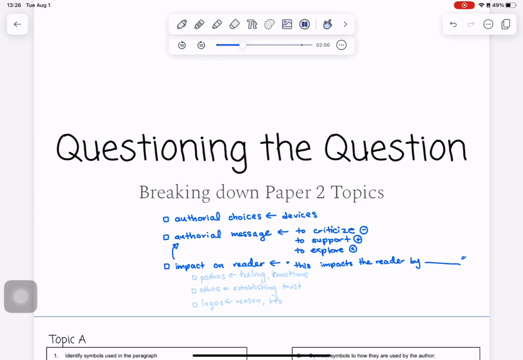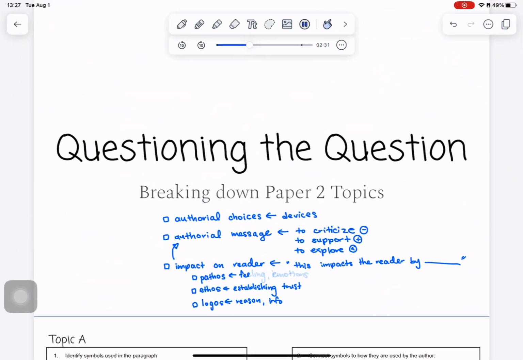The impacts that we're talking about in class are usually pathos, which is feeling, ethos, which is like building trust in an authority. Another way to say this is establishing trust. So like, do we trust the writer and what they're saying? Logos would be reason, so information. Pathos is, of course, making you feel something, emotion. So these are all impacts that a writer could have on a reader.